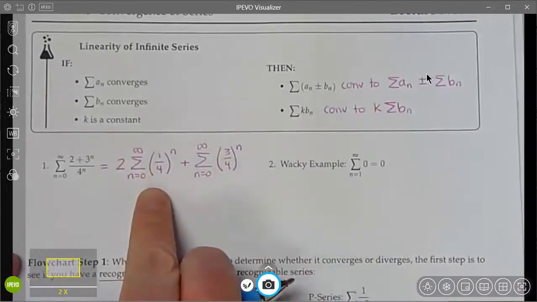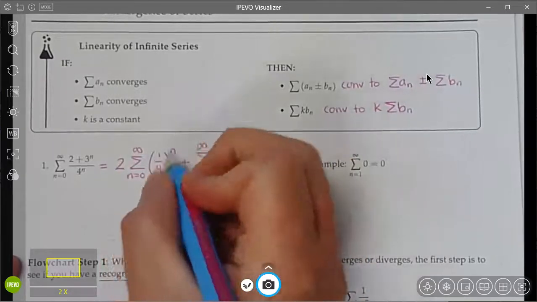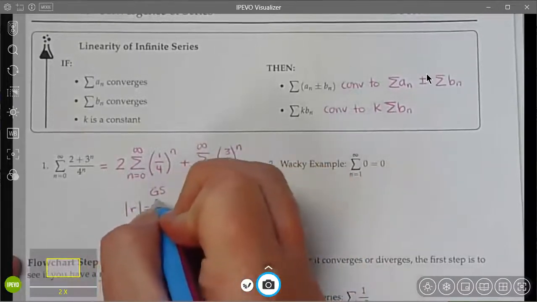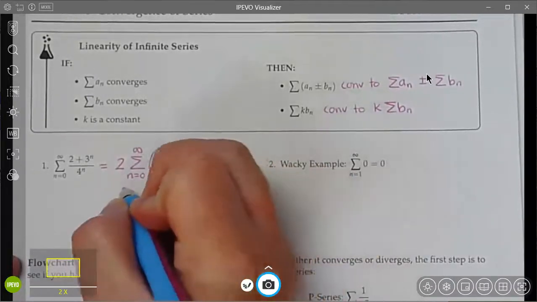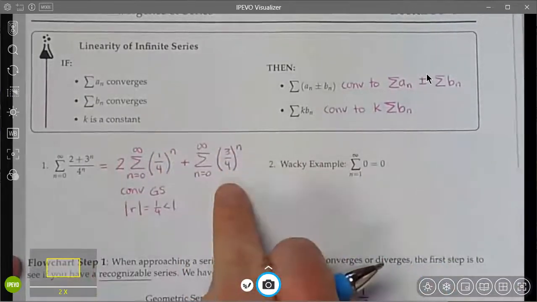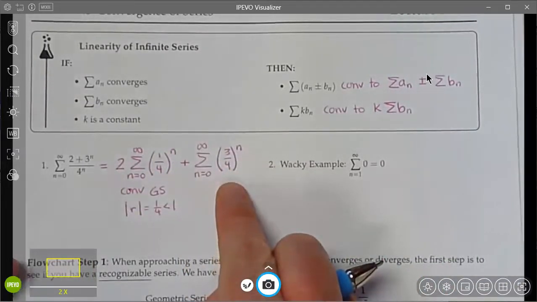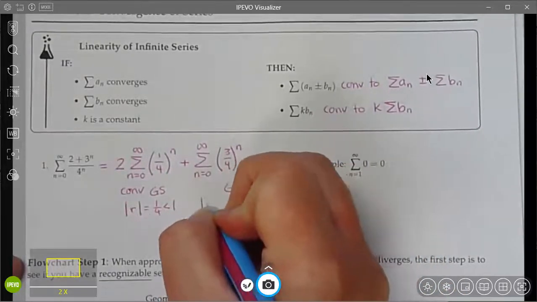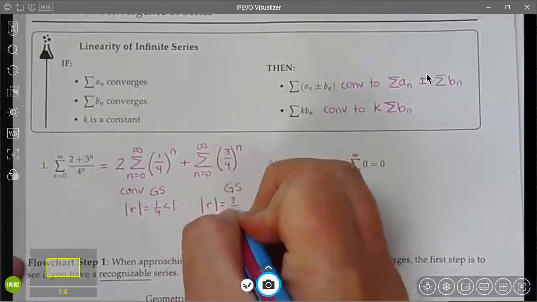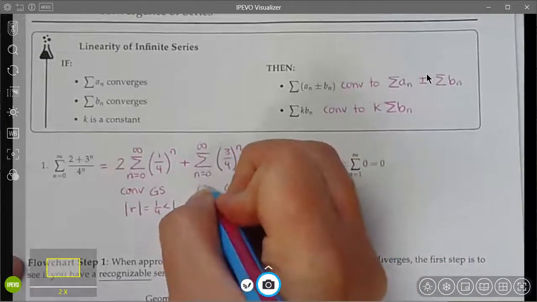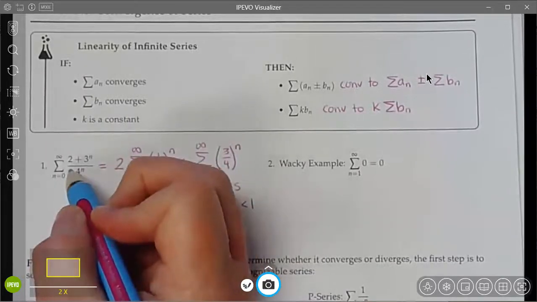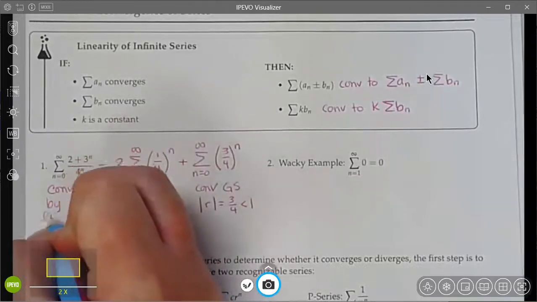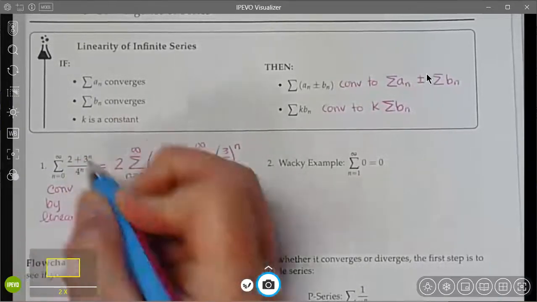So look at this one first. This is a geometric series because I have a number raised to the n. The absolute value of r is equal to 1/4, which is less than 1. So I have convergence. And this second piece is also a geometric series. That's 3/4, a number raised to the n. And the absolute value of r is 3/4, which is less than 1. So that also means it converges. That means this series is going to converge by linearity.